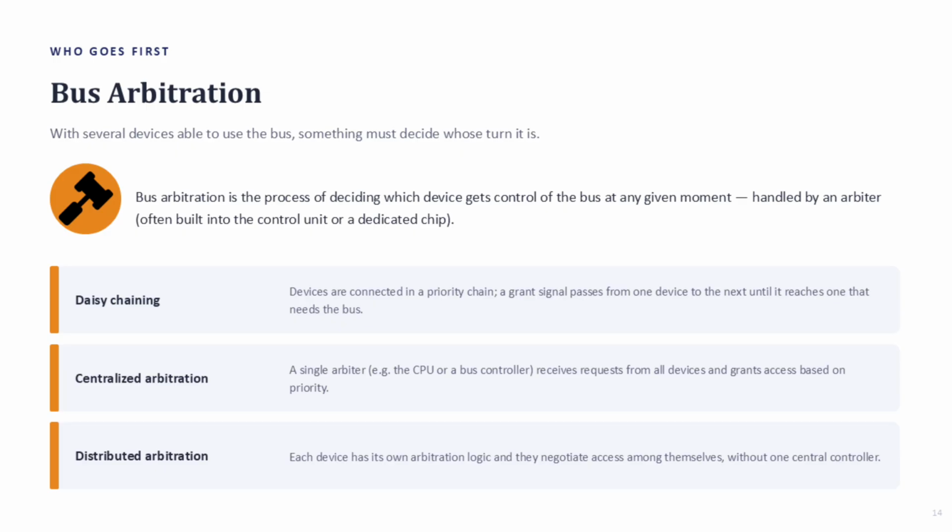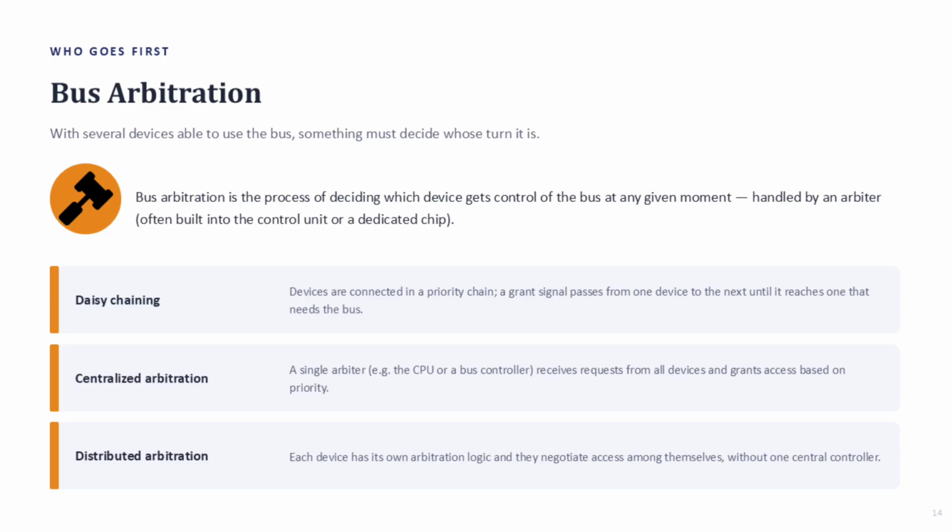Many devices may need access to the bus at nearly the same time. The CPU may need it, a storage device may need it, a network controller, an input output device may need it as well. Since only one device can actively use the shared bus at any instant, the system needs a method to decide who gets permission first.